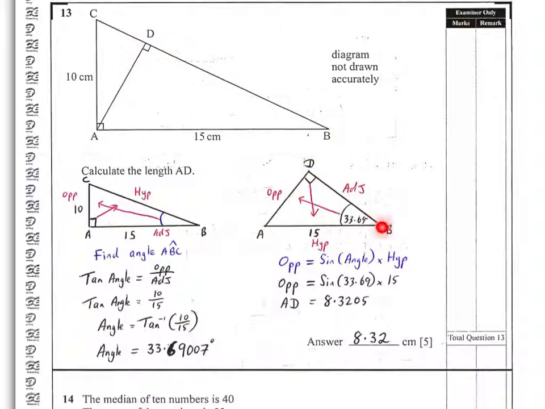We then look at triangle ADB. So ADB, this is 33.69, this distance is 15. We're going to find AD, which is the opposite. The opposite is the sine of the angle times the hypotenuse. So it's the sine of the 33.69 times 15, 8.3205.